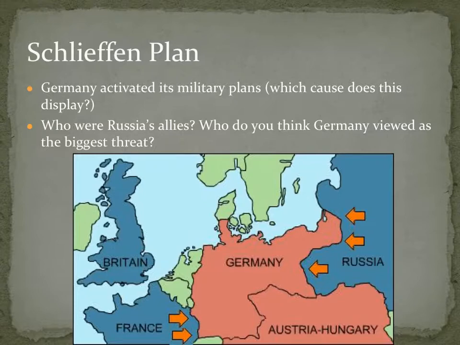Who do you think Germany viewed as the biggest threat? Well, I don't know what you guys discussed, but in this time period, they viewed Russia as the biggest threat because Russia is this huge empire. And even though we know that Russia was behind in its military technology, it still had the largest military in Europe. So it had the largest number of men in its military. And so Germany feels like Russia is going to be the big issue once it goes to war.